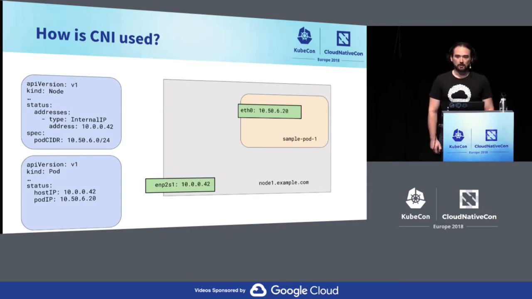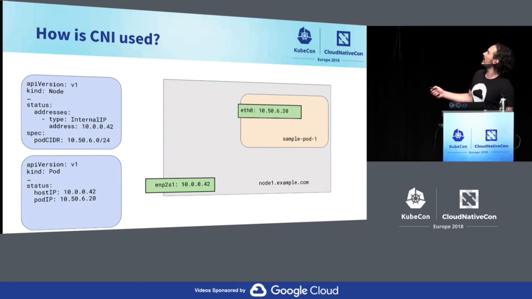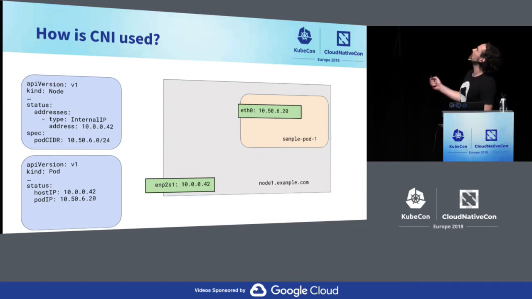Just to get some terminology really quickly, you probably have seen this, but on the right we have a node, and it has an Ethernet interface, it has an IP address. On that node is some pod. That pod also has an address and IP, and this state corresponds in the API server.